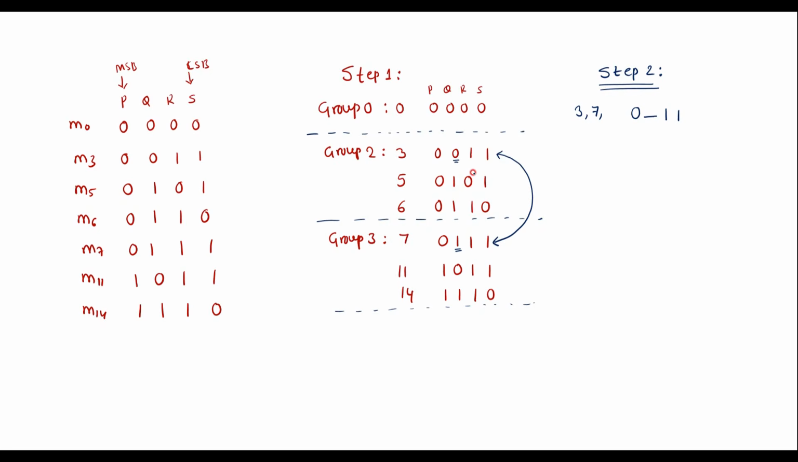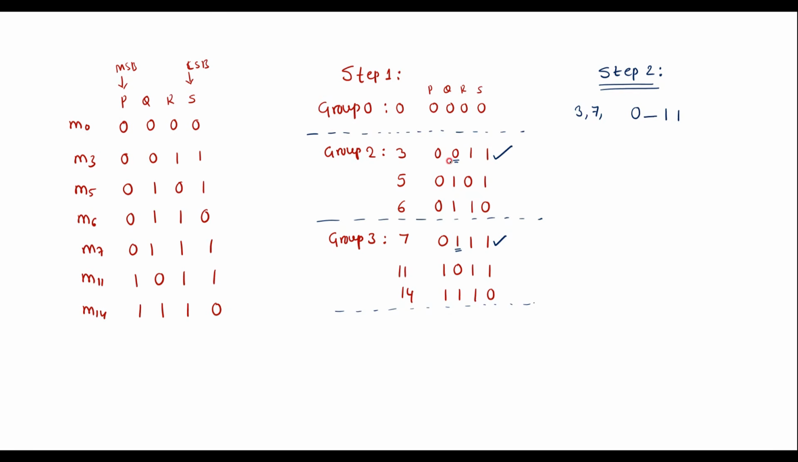So as we know, here 3 is compared with 7. So we have to put a check mark on 3 as well as 7. Now let me put a check mark on 3 and 7. Now I will compare 3 with 11.